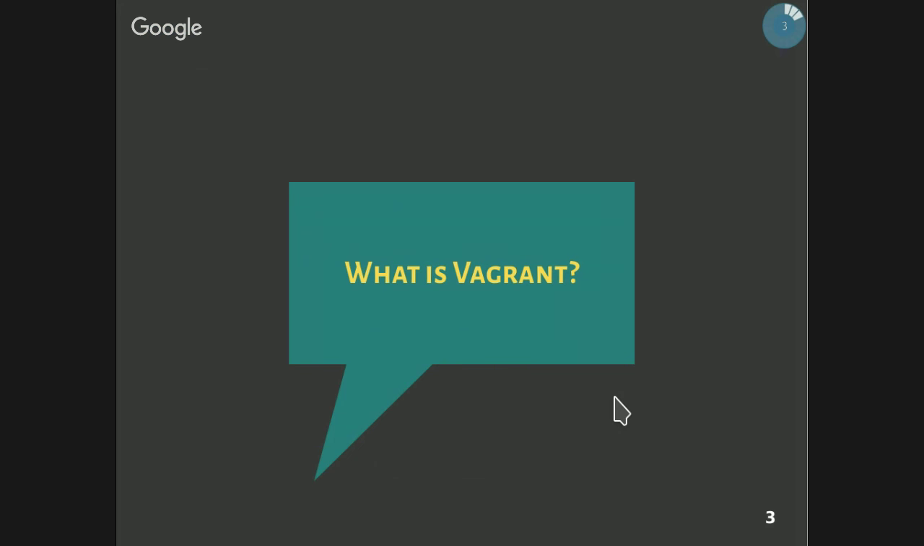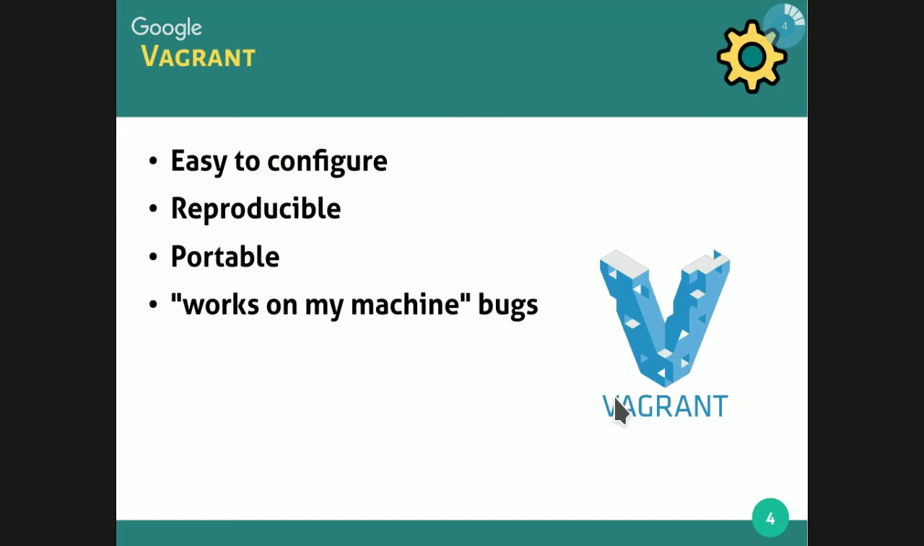So what is VAGRANT? VAGRANT is sort of like an application that works together with virtualization software like VirtualBox or Parallels or VMware. It basically offers a way to easily configure such VMs.